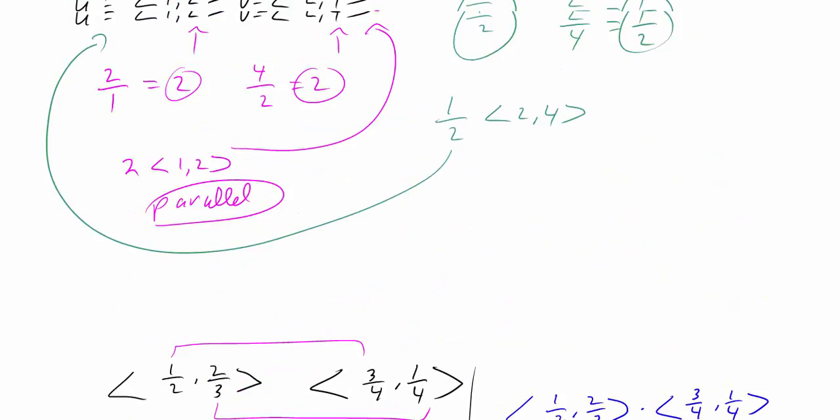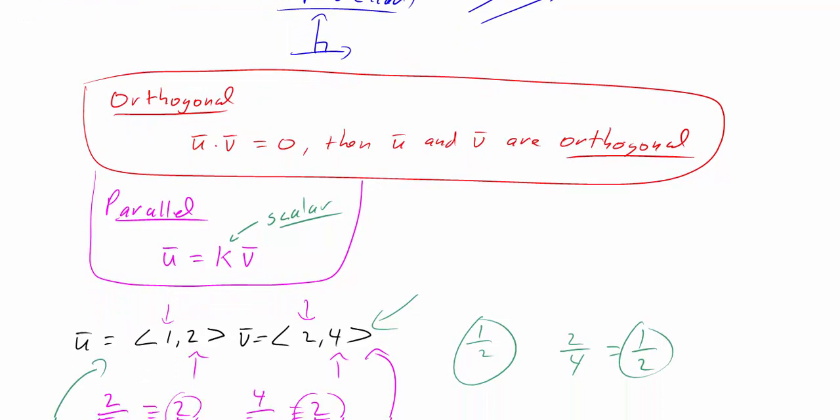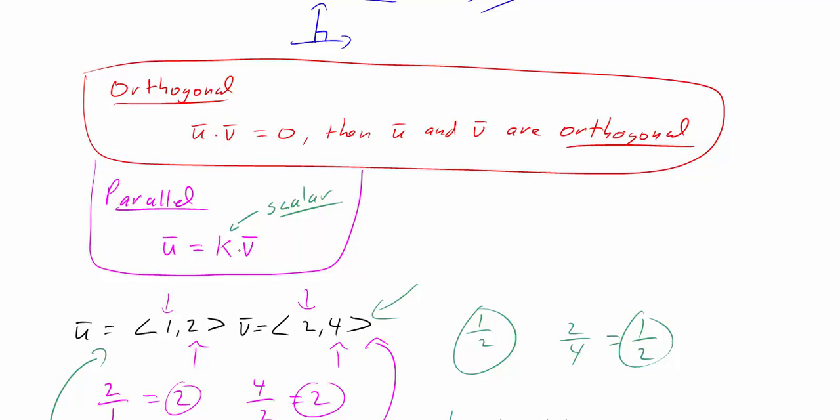Okay, so once again, if we're looking for whether your vectors are going to be orthogonal, which means they're perpendicular, or parallel, we simply take the dot product. If the dot product is equal to 0, then the two vectors would be orthogonal. Or if you can take and multiply one of the vectors by a scalar and get the other vector, the two vectors will be parallel.